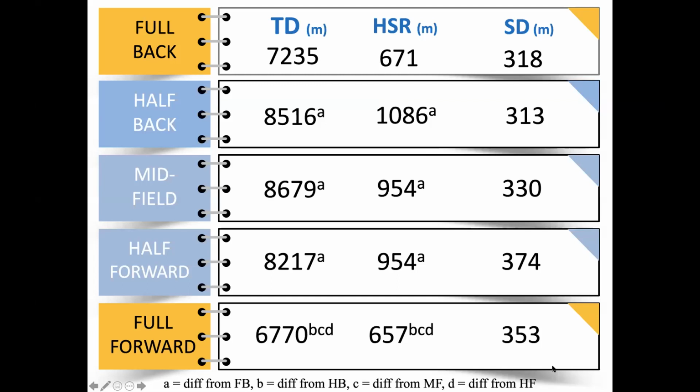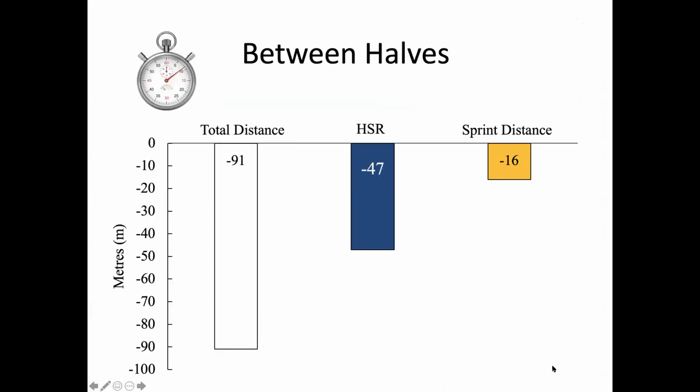Now, it is also important to remember that these are total figures that are accumulated from many entries in and out of each of the speed zones. So remember that the game is divided into two 35-minute halves, separated by a 15-minute break. And here we see a drop-off between halves. In total distance, there was 91 meters less distance covered in the second half, 47 meters less of high-speed running, and 16 meters less of sprint distance. There was also one less sprint in the second half, and the peak speeds were similar. So looking at this, hurlers need to be conditioned to repeat similar running demands in each half.